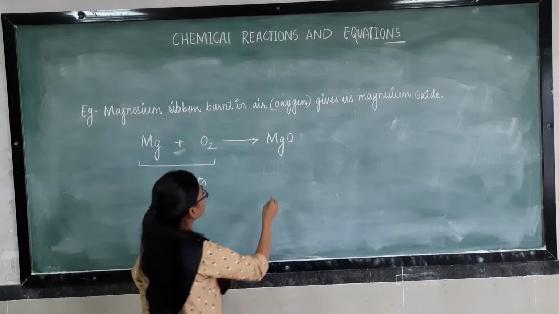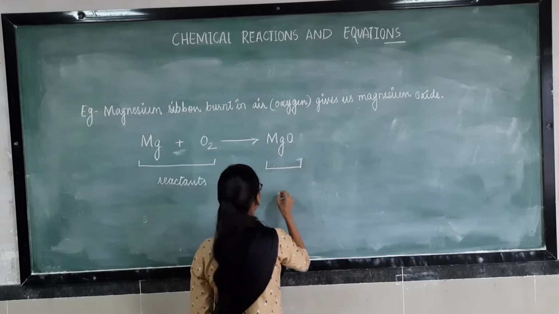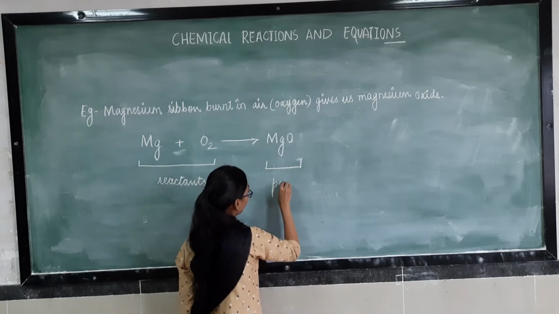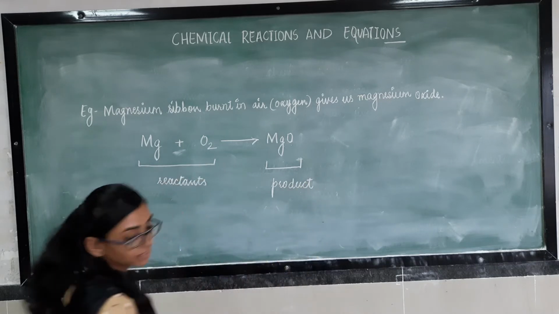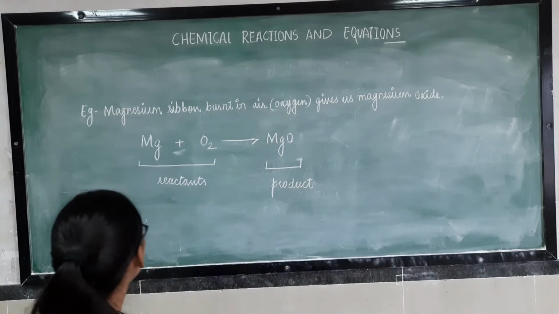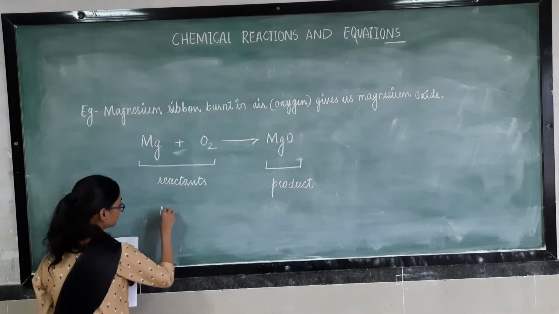These are reactants, and written at the right side are known as what? Product. Now we will write this equation in the form of physical state. So let us write.